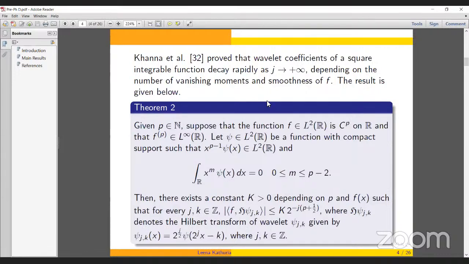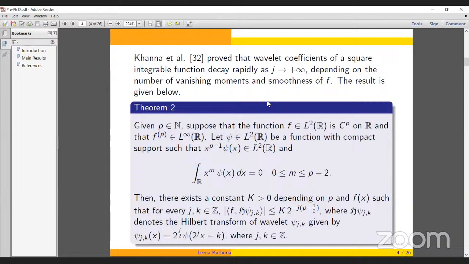They also prove that wavelet coefficients of a square integrable function decay rapidly as j tends to infinity, depending on the number of vanishing moments and the smoothness of psi. So this is the result that they also gave, which is stated in the form of Theorem 2.